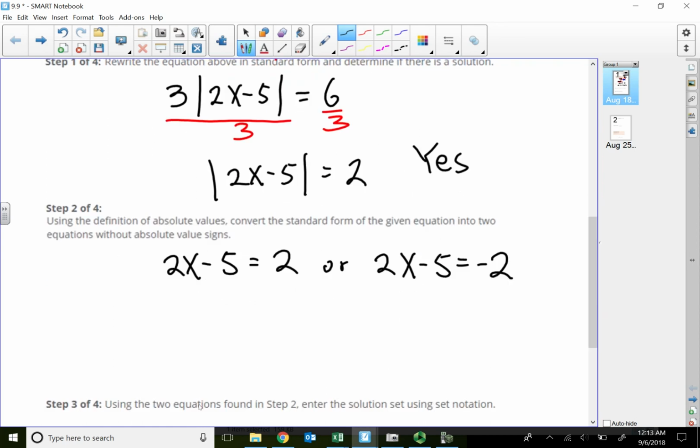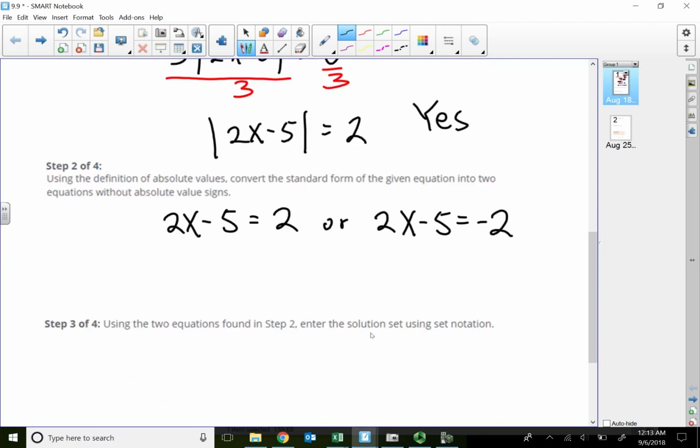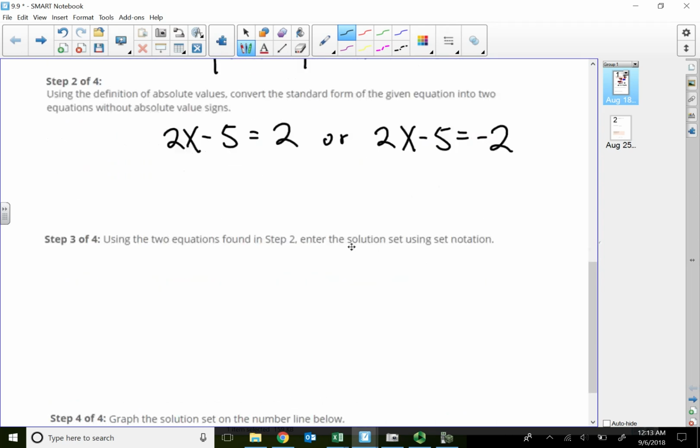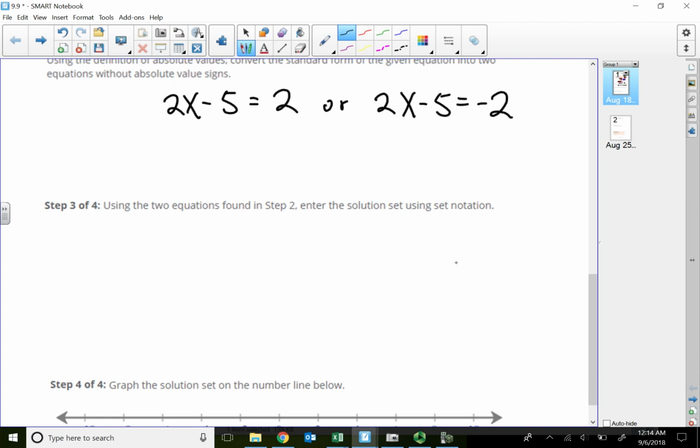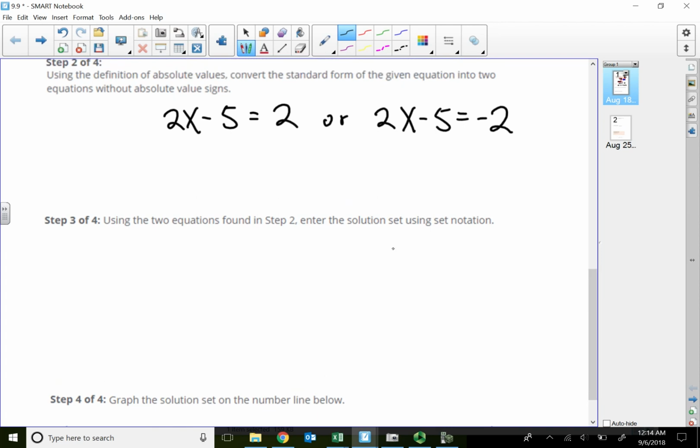Now using the two equations found in step number 2, enter the solution set using set notation. Using set notation means, rather than using interval notation, which is used to describe a range of solutions, a lot of answers, an interval of answers. The set notation that we are using right now is only for equal signs.